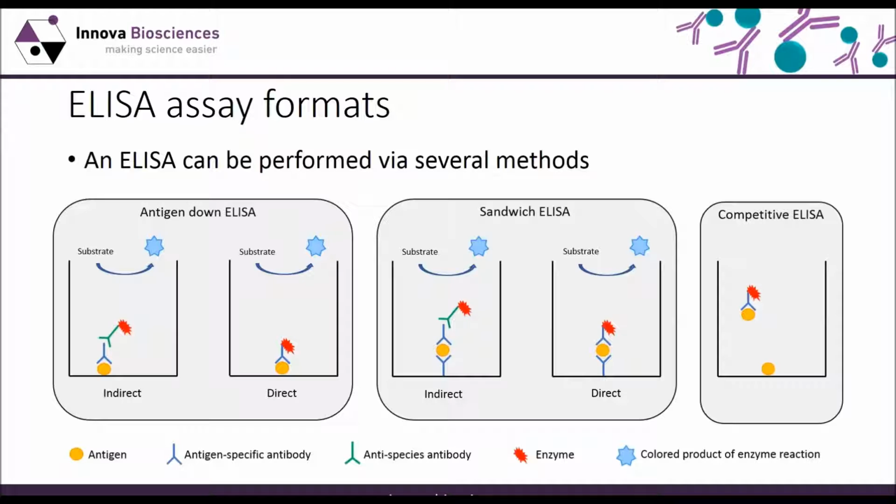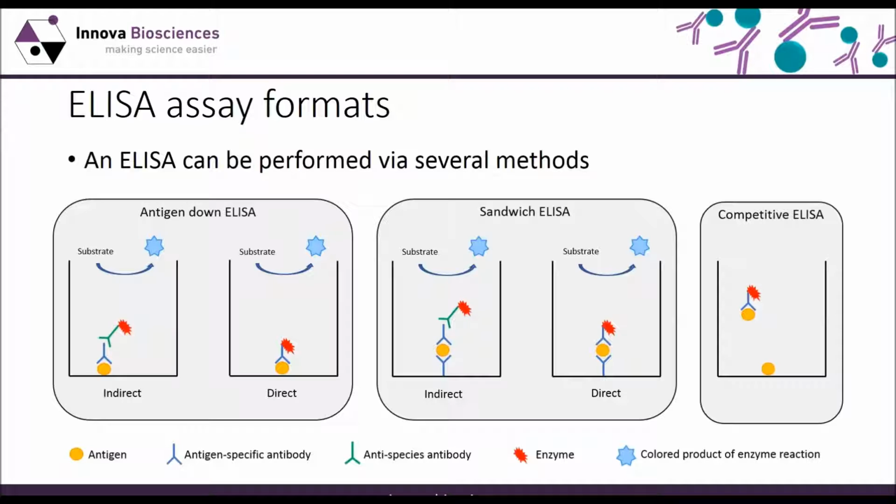Direct detection of the antigen requires the use of a labelled primary antibody. This can save time by reducing the number of steps which are performed in the ELISA, and it can also eliminate the non-specific signal which can be introduced through the use of secondary antibodies.